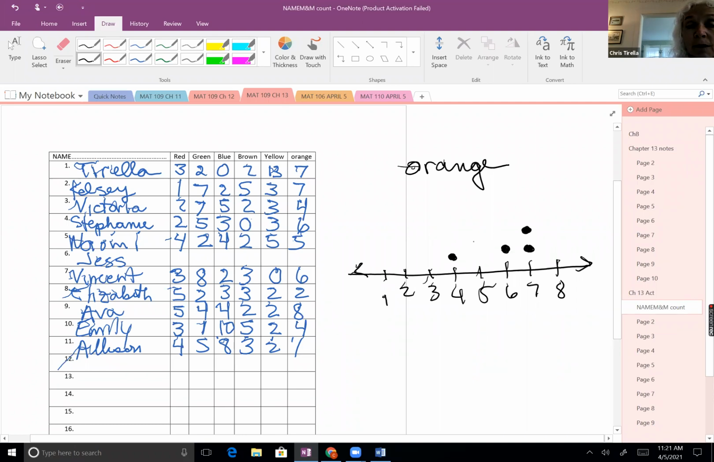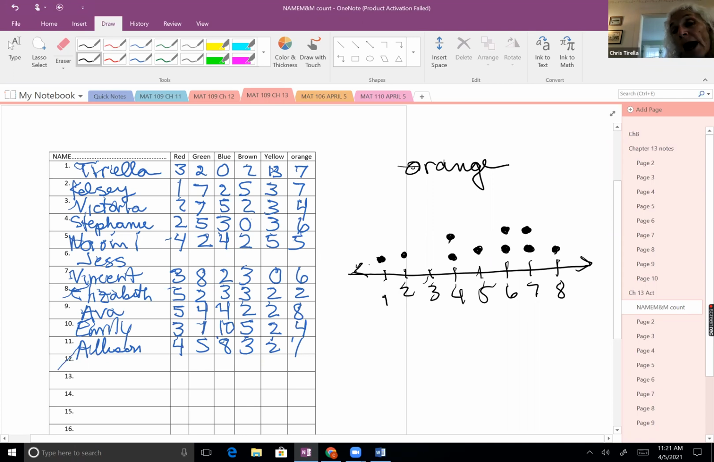The next one had 5, so I'll put a dot above 5. Then the next sample had 6, I'll put another dot above 6. The next sample had 2, I'll put a dot above 2. The next sample had 8, I'll put a dot above 8. The next sample had 4, I'll put another dot above 4. And the next sample had 1, I'll put a dot above 1.